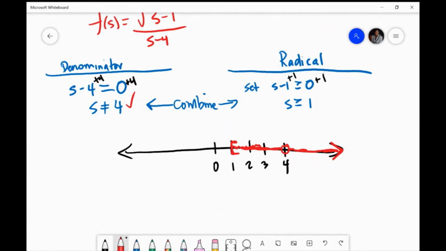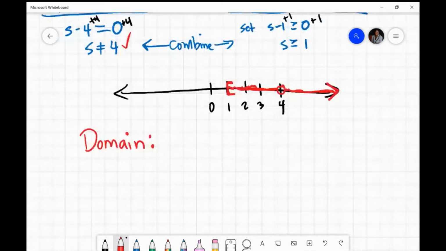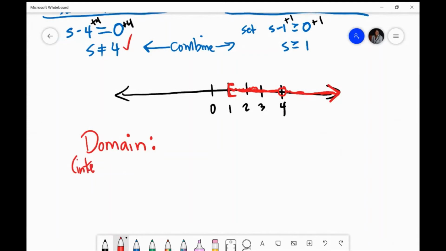So how would I write this answer? What is the domain of the function? Looking at your number line, how would you write it? Let's do interval notation. What would you write first? A bracket, 1. Bracket 1, nice. We're going to 4. It's going to be a parenthesis. Nice. Close parenthesis. So we got to skip over 4, but we still got a ways to go.